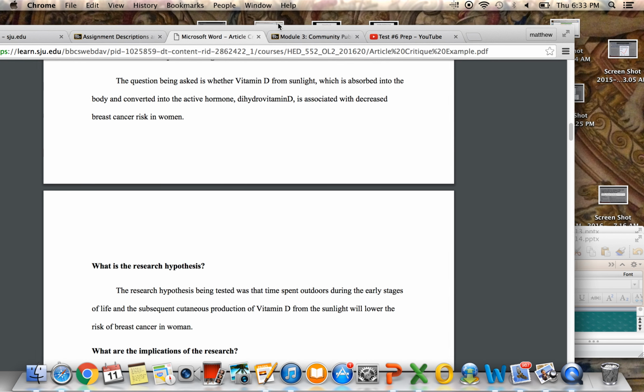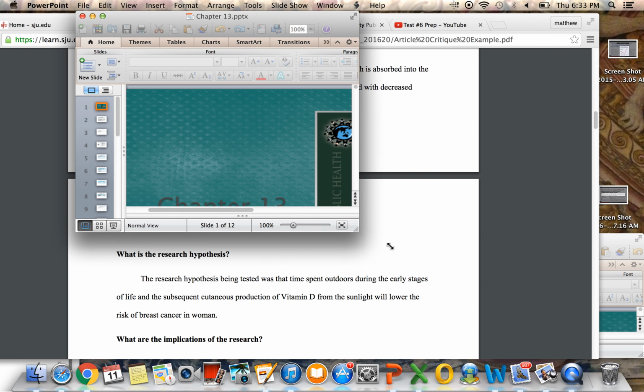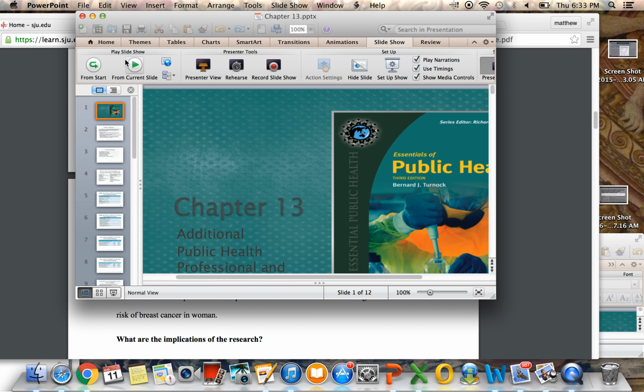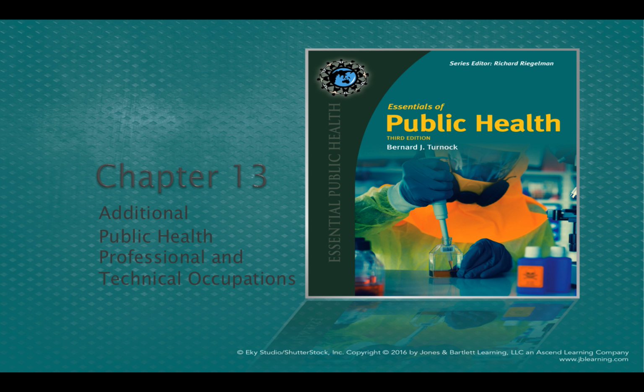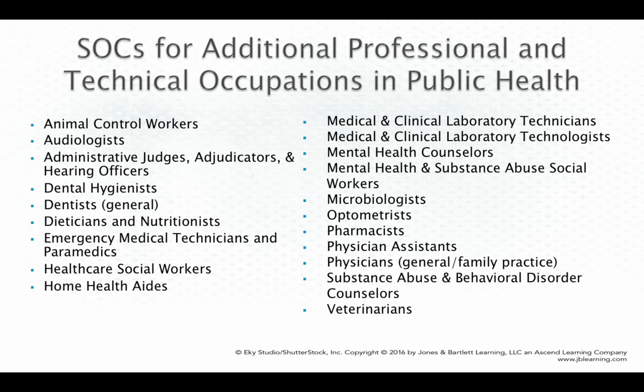Then, real quick, I'm going to go through the last couple chapters of the textbook. This should help for the Chapter 7 test, which fortunately is our last test. When they go through all these technical occupations in public health, you can see how big this is. Animal control workers, audiologists, dental hygienists, home health aides. It's just a huge, huge field.